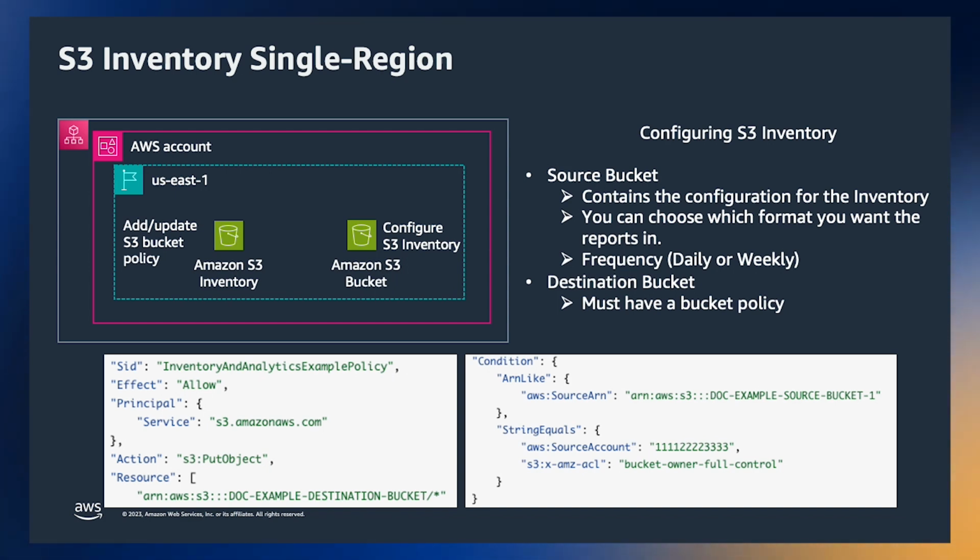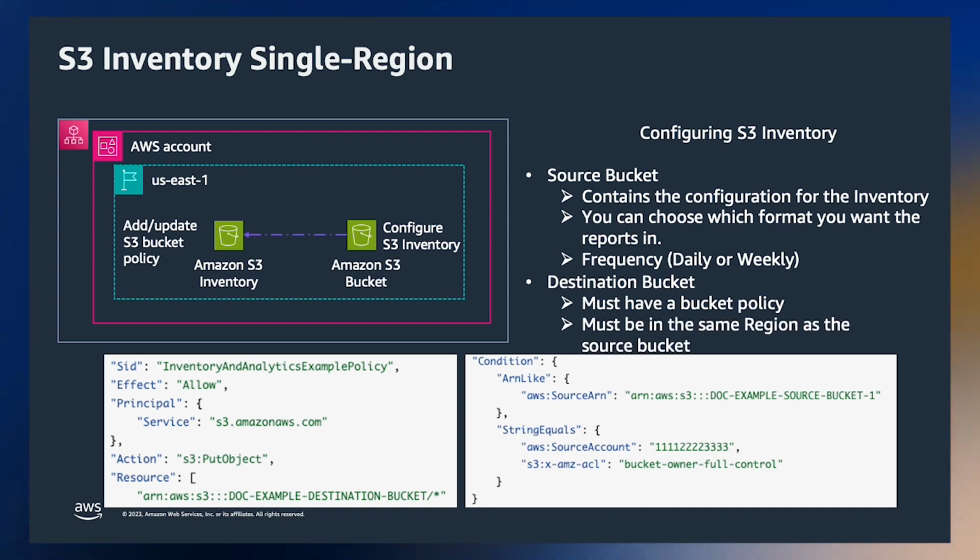Here's what the bucket policy looks like. You can see it grants Amazon S3 permission to the bucket. It allows Amazon S3 to write the inventory report published by the source bucket to the destination bucket. The destination bucket must be in the same region as the source bucket. At the defined frequency, an inventory report is generated from the source bucket and sent to the destination bucket.